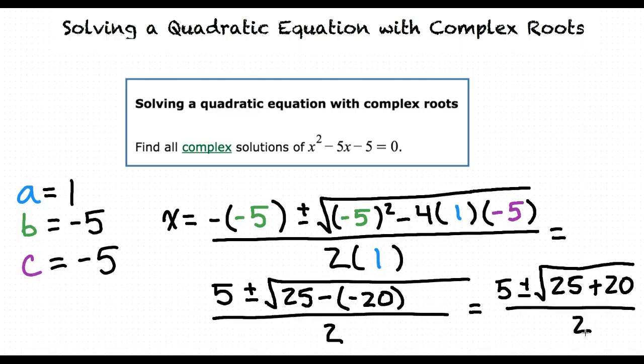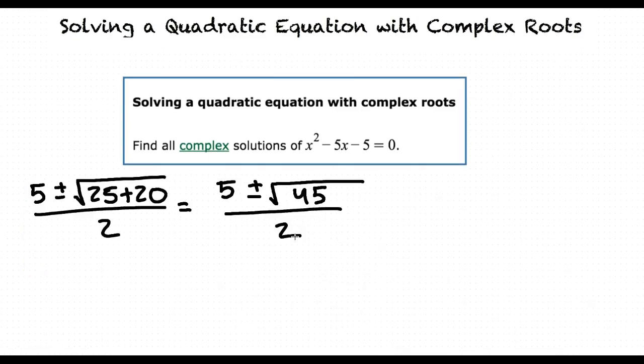Subtracting a negative number is the same as adding that number, since when we're multiplying two negatives together, we get a positive number. So this simplifies down to 5 plus or minus the square root of 25 plus 20, divided by 2. This simplifies down to 5 plus or minus the square root of 45, divided by 2.